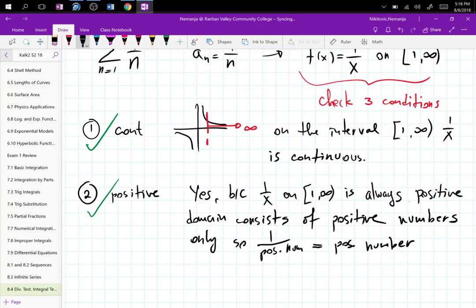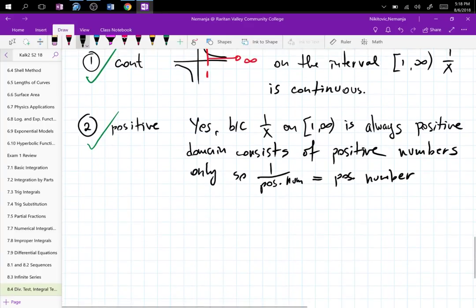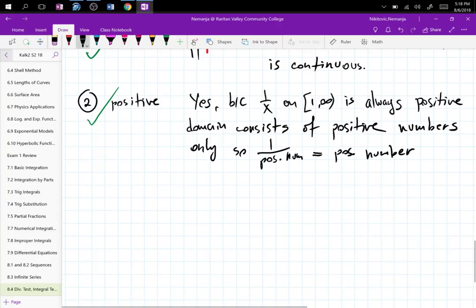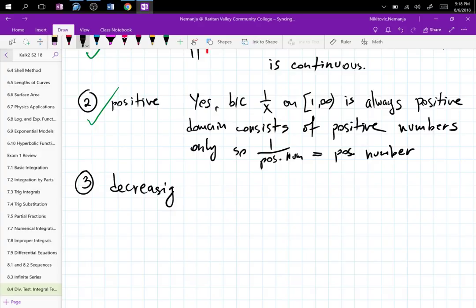So the first part up there says the interval needs to be continuous. It is continuous on the interval. The second one says it needs to be positive. The third one is decreasing. All right. Is it decreasing? Again, you look at your graph. If you have the graph, you can see the values are decreasing, and you claim, yeah, it's decreasing because.